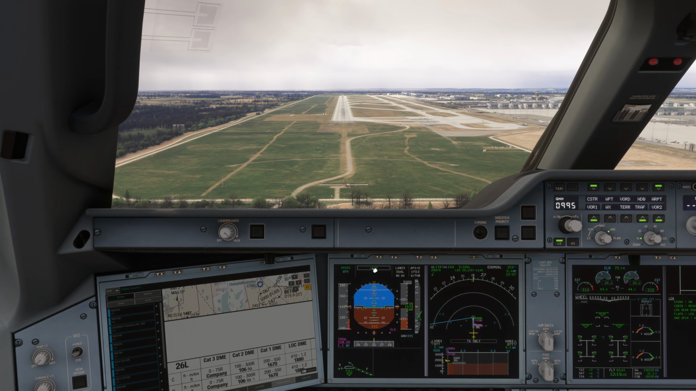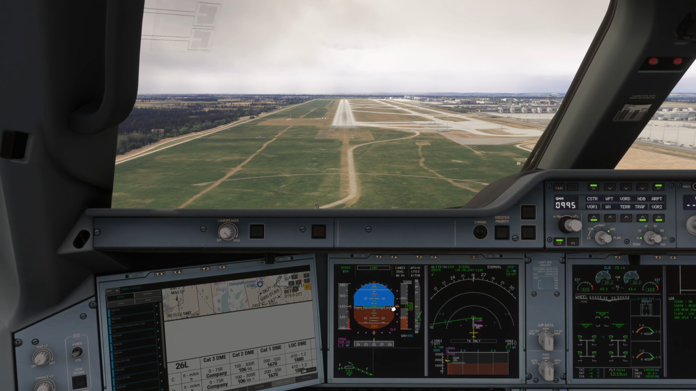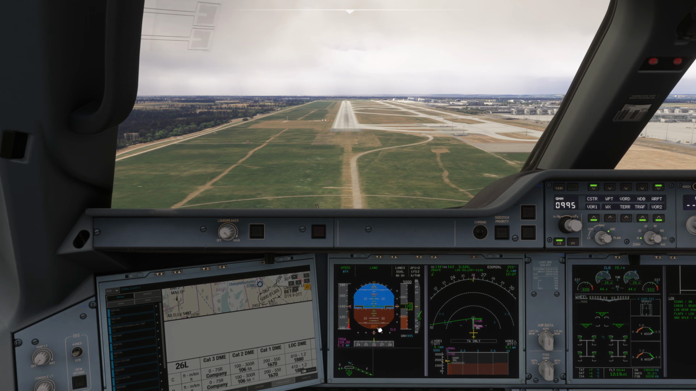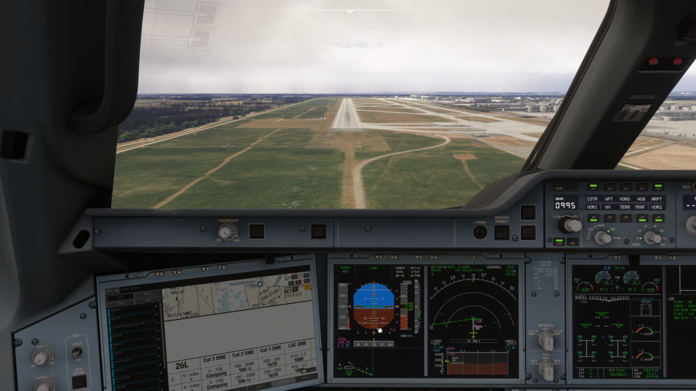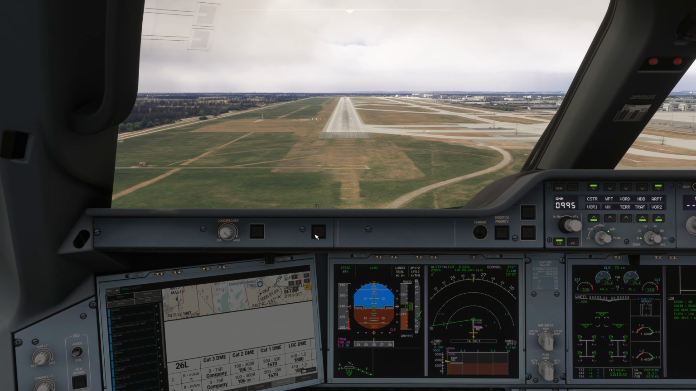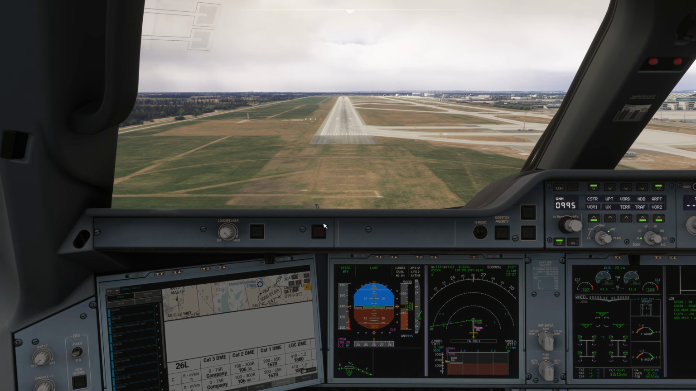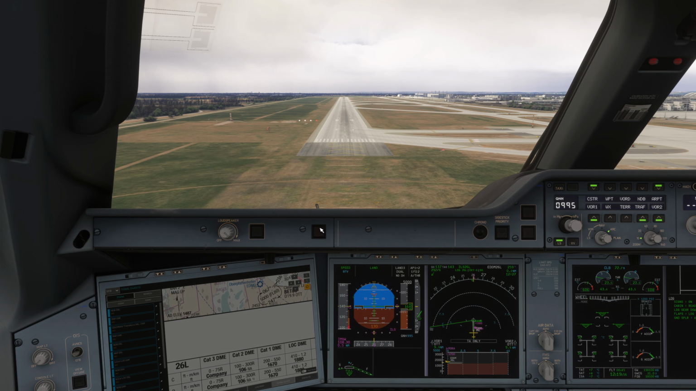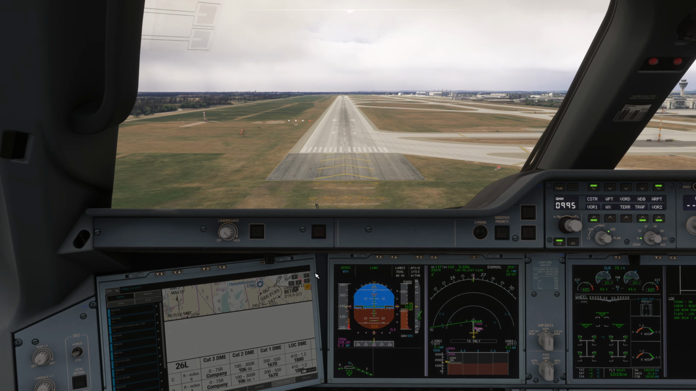300. We're approaching 200. 200. Continue. That's the alert height. Now the Autoland light is armed. If any failure occurs that prevents an auto landing, we get the red flashing Autoland warning in front of us. 100.